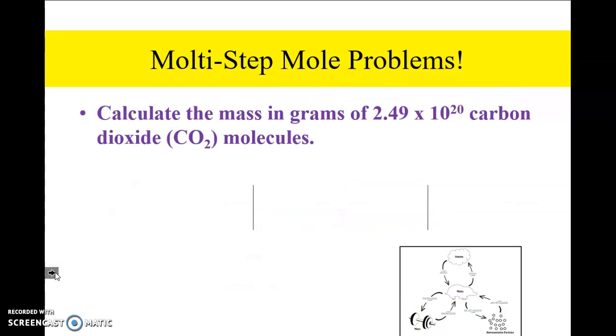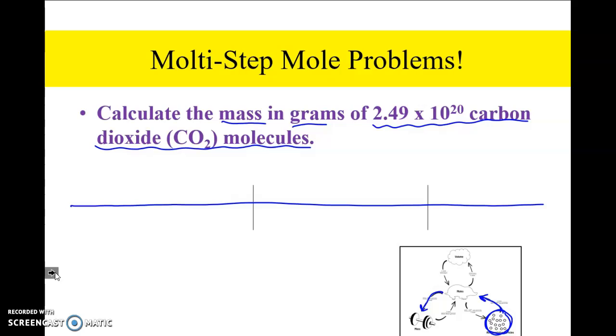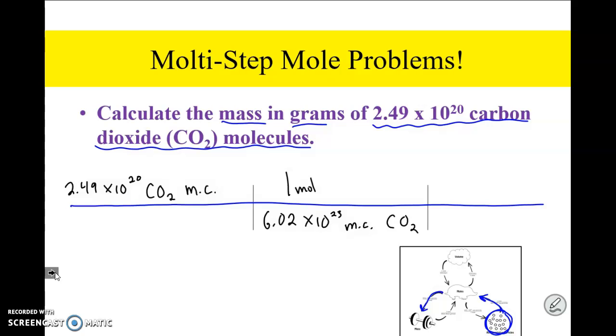Okay, next, calculate the mass in grams of this many carbon dioxide molecules. So we're starting out in particles. We have to go to moles and then mass. 2.49 times 10 to the 20 molecules of CO2. First step, I have to convert particles into moles. 6.02 times 10 to the 23rd molecules of carbon dioxide for every 1 mole of carbon dioxide.